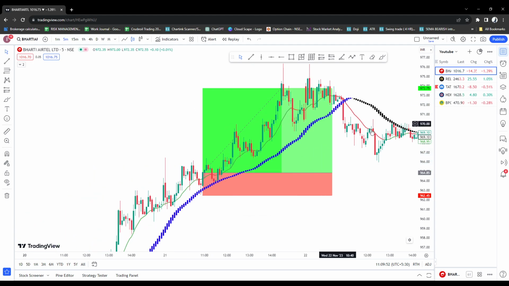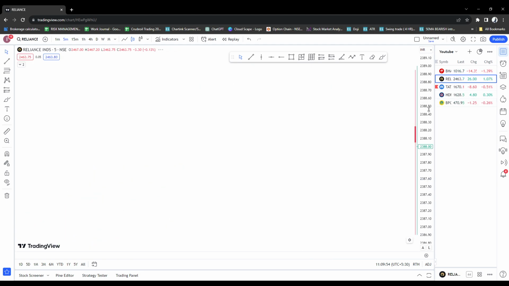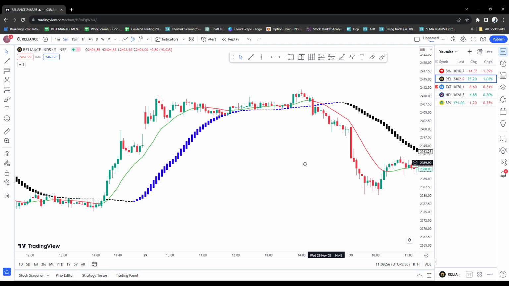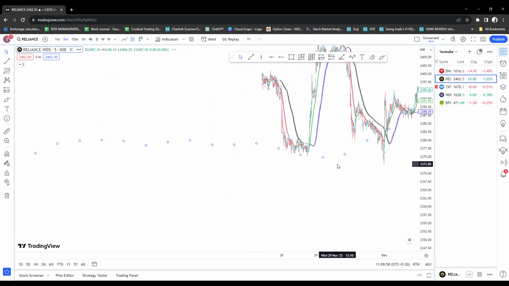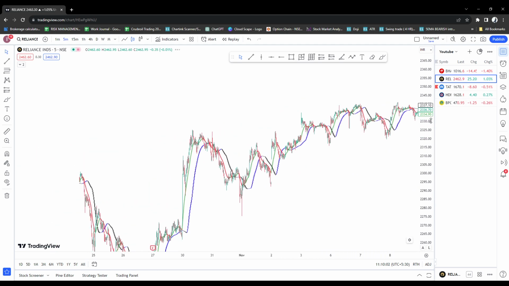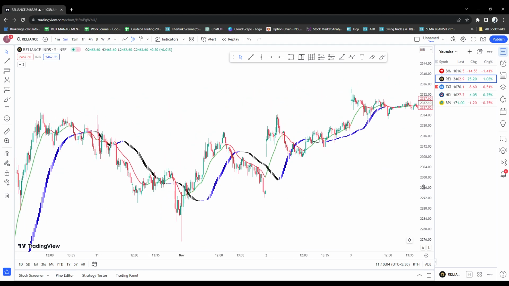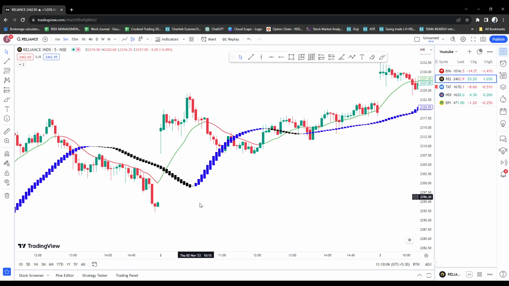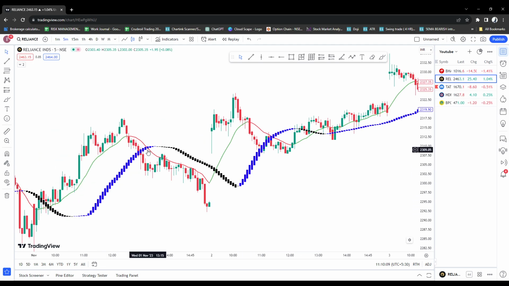Okay, we have seen Bharti Airtel. Next let's see Reliance. And Reliance, let's go somewhere at the back. Yeah, somewhere at the back, and see how it's going. Okay, we have come here. So first wait for a crossover. Here there is a crossover, but there is no rejection. Another crossover, no rejection.